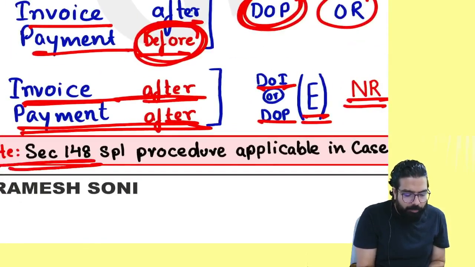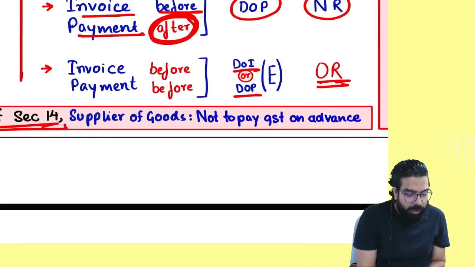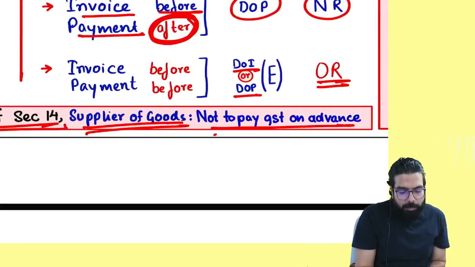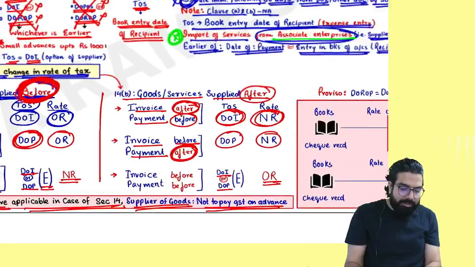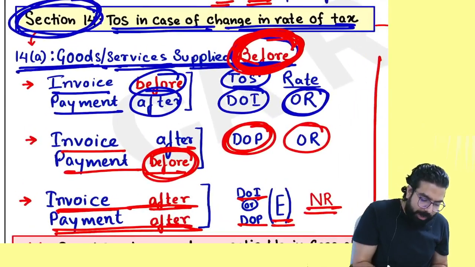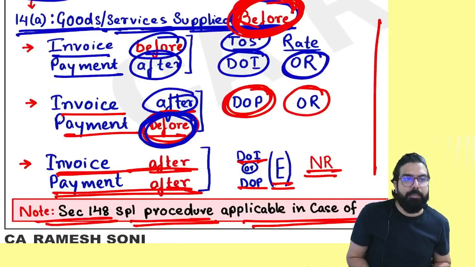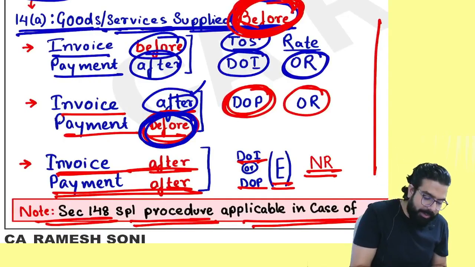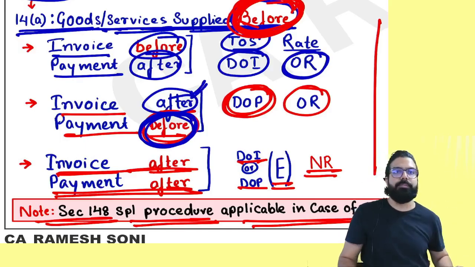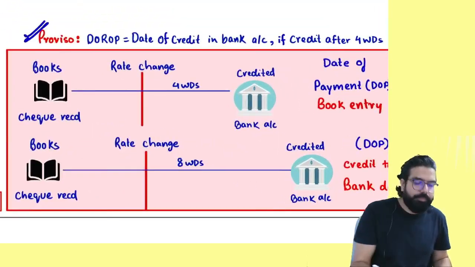They told in section 148, special procedure applicable in case of section 14: supplier of goods need not pay the GST on advance. By chance, if you found out, supposing you are a supplier of goods, that invoice is after, payment is before, it means for the advance you would have to pay GST. They told it is not required. You can pay the GST when you raise the invoice. Can we go ahead everyone? Next. People on the right hand side now.